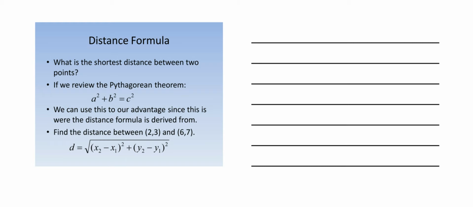And there's our distance formula. d equals the square root of, in one set of parentheses, x2 minus x1, and that subscript meaning you have two coordinates, quantity squared, plus, in another set of parentheses, y2 minus y1, quantity squared.